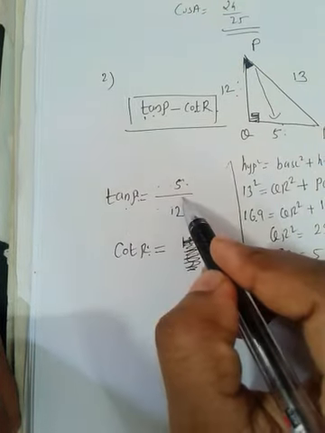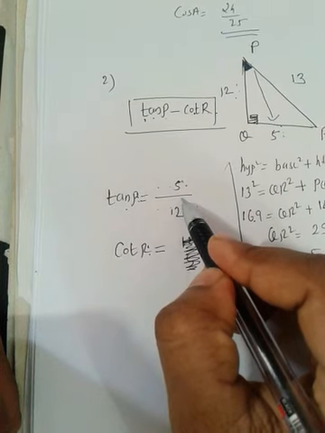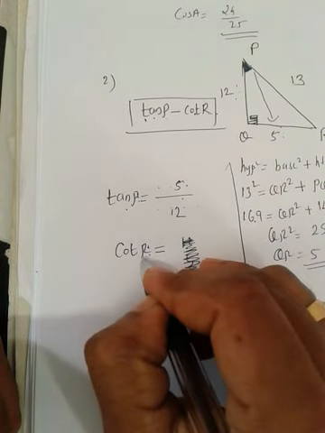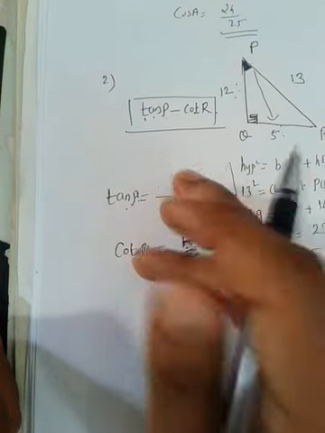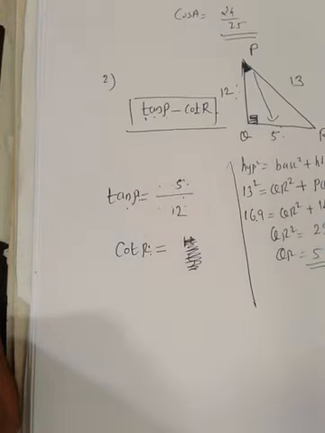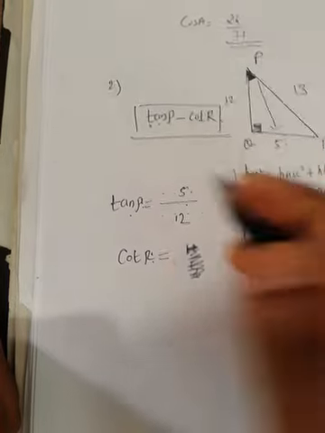Suppose we got the value of tan P as 5 by 12. Then the question is to calculate cot P. That means the angles are the same. If the angles are the same, then you can treat cot as the inverse of tan. No problem. Once again, let me repeat.